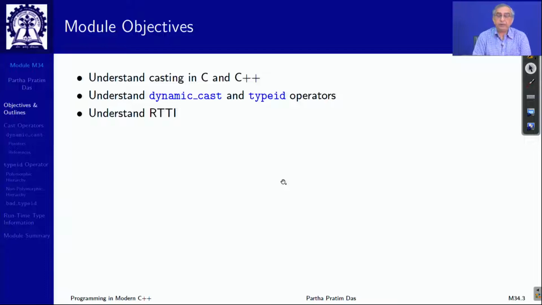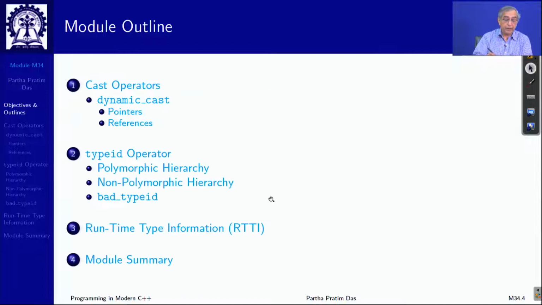In the present module, we are going to continue this discussion and understand the dynamic cast and typeid operator. Dynamic cast, as we will see, is a runtime casting operator, which is very unique and different from the other 3 that we have discussed. In this context, we will also take a look at what is known as RTTI, run time type information. This is the outline which will be available on your left.